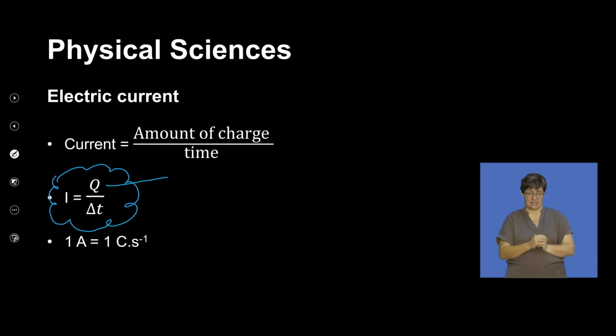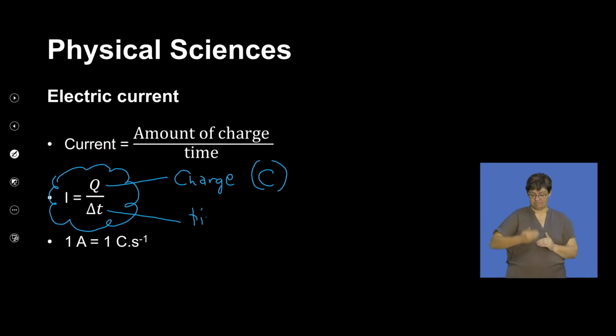where Q represents charge. This charge is obviously electrons, as we know from conservation of charge. Charge is measured in coulombs, while time is measured in seconds. This is the time interval through which a certain amount of charge passes through a point. So time is in seconds.